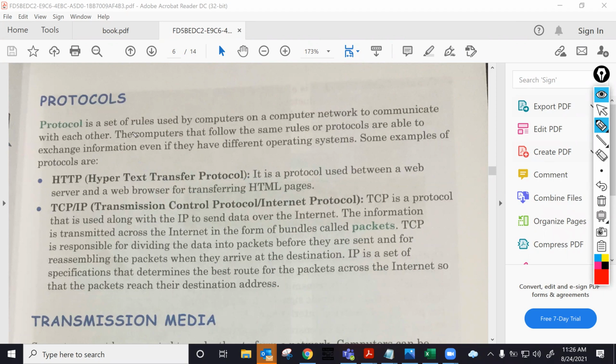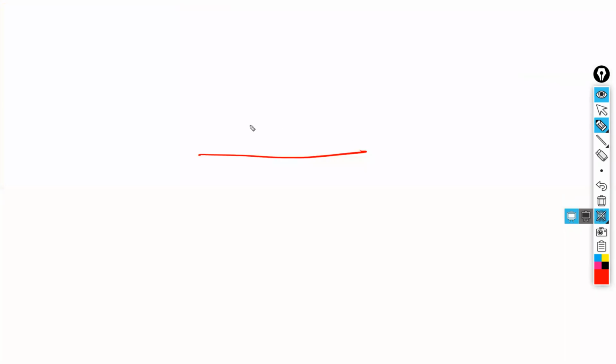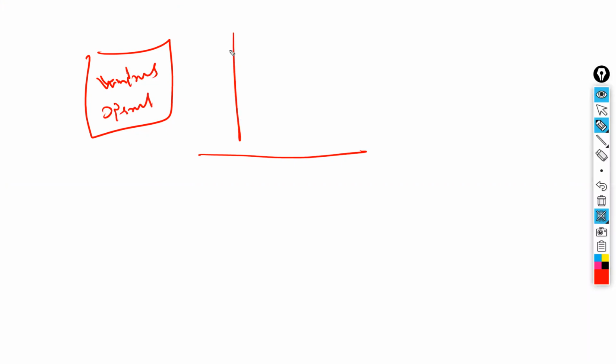A protocol is a set of rules used by computers on a computer network to communicate with each other. Computers that follow the same rules or protocols are able to exchange information even if they have different operating systems. So I see different operating systems, for example, like this. There's Windows, this is a Windows operating system. We have a Linux operating system.